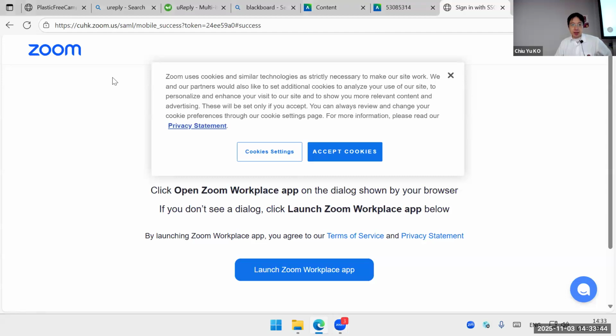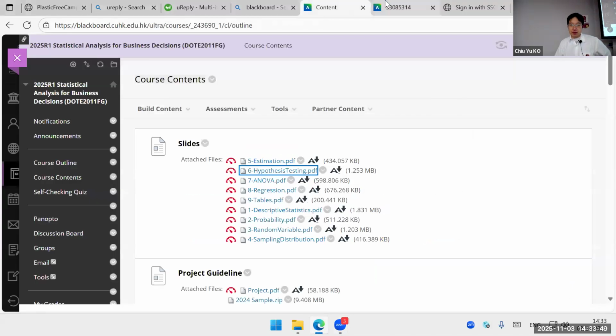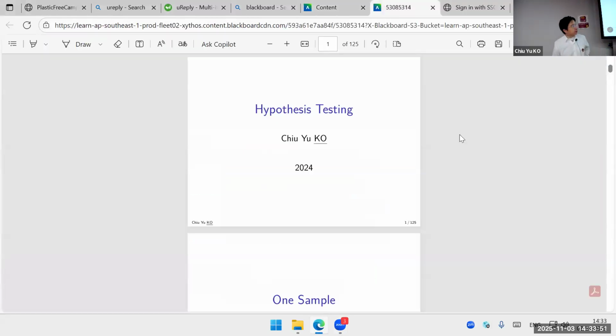Okay, so let's get started. Let's quickly review what we have done, and then we will cover hypothesis testing. Hopefully, we can finish all of it, but if not, then we'll just leave some of the material.